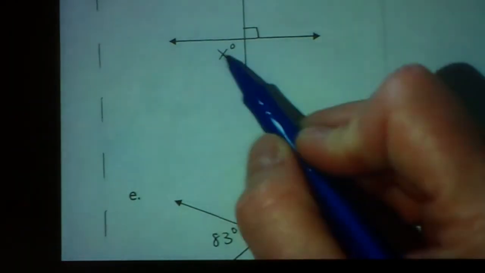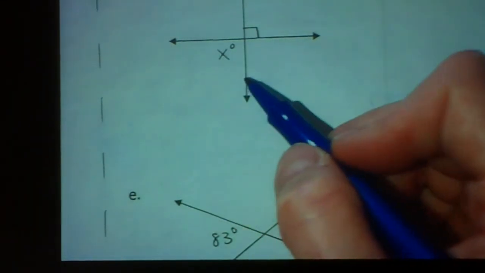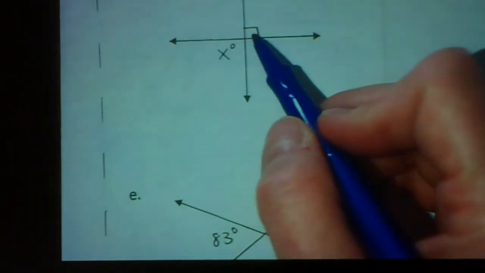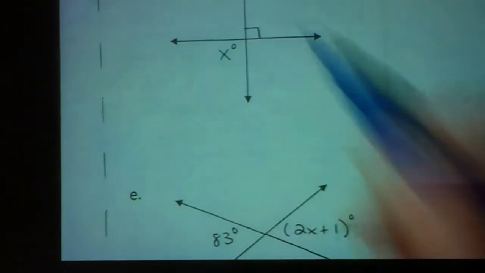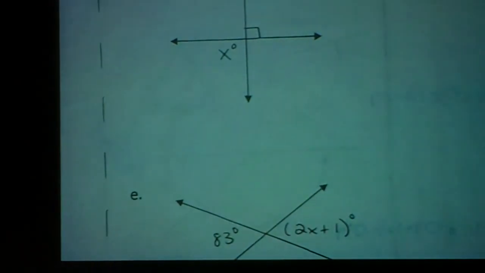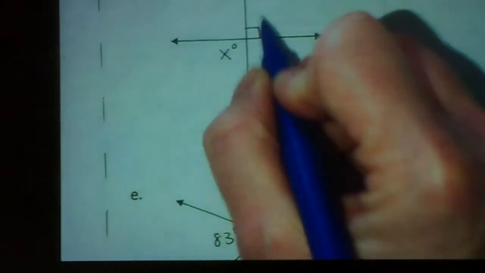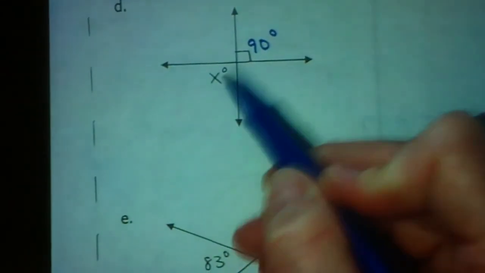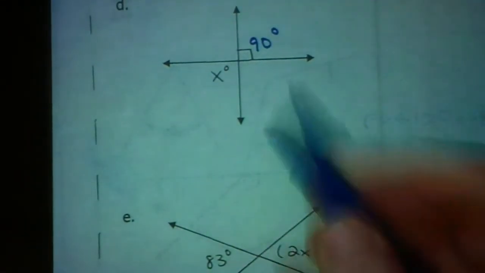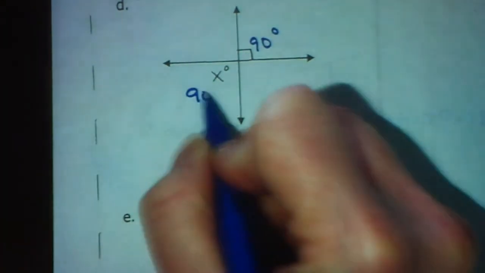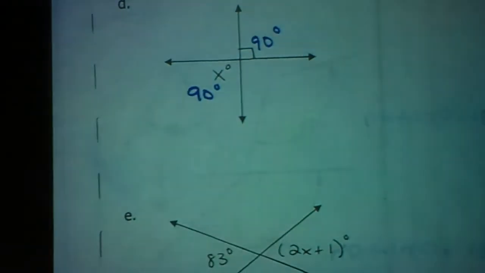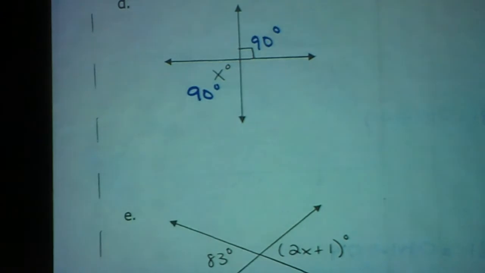All right, letter D. I'm looking for x degrees, and oh no, there are no degrees listed. But wait, there's that little box. What does that little box mean again? I know, skip it. Doesn't tell us. Doesn't say what it is, Mrs. Trombley. The little box means it's 90 degrees. And x is across from the 90 degrees. That means it's the same. So x is 90 degrees. I know you're thinking that's way too easy. It is. It's that easy.